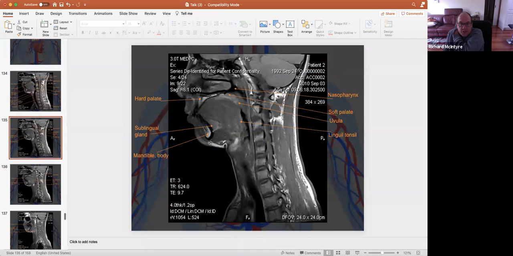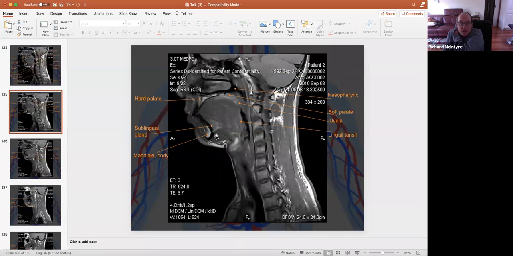We move sagittal, and we've got the same structures. We have the sublingual glands, so we can see the glands are a little bit brighter than the muscles in T1 weighting. We know they're glands because they're brighter, and we know they're sublingual because they're under the tongue. They're not under the mandible. We can see the mandible comes down just above the chin. So they're sublingual, not submandibular.